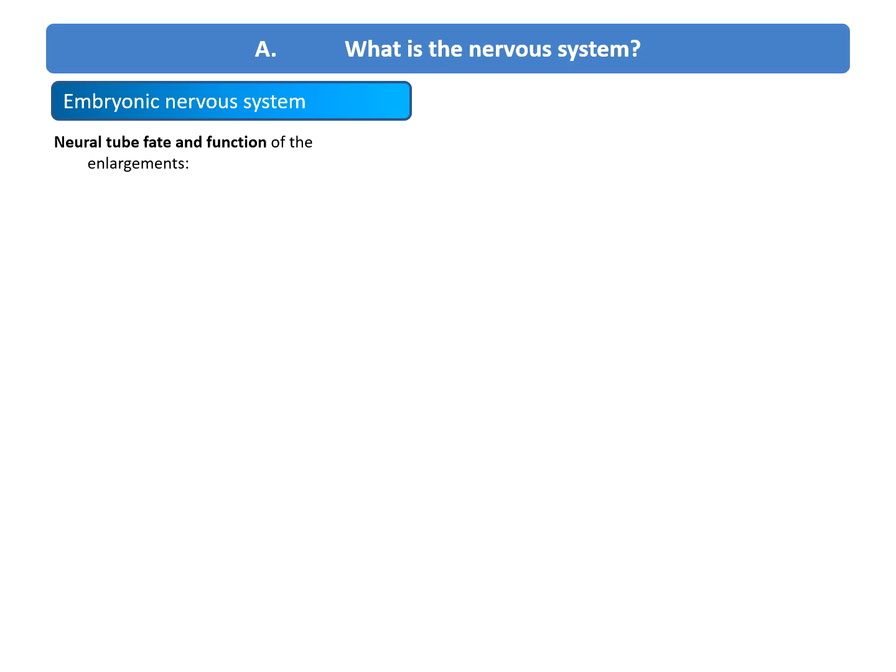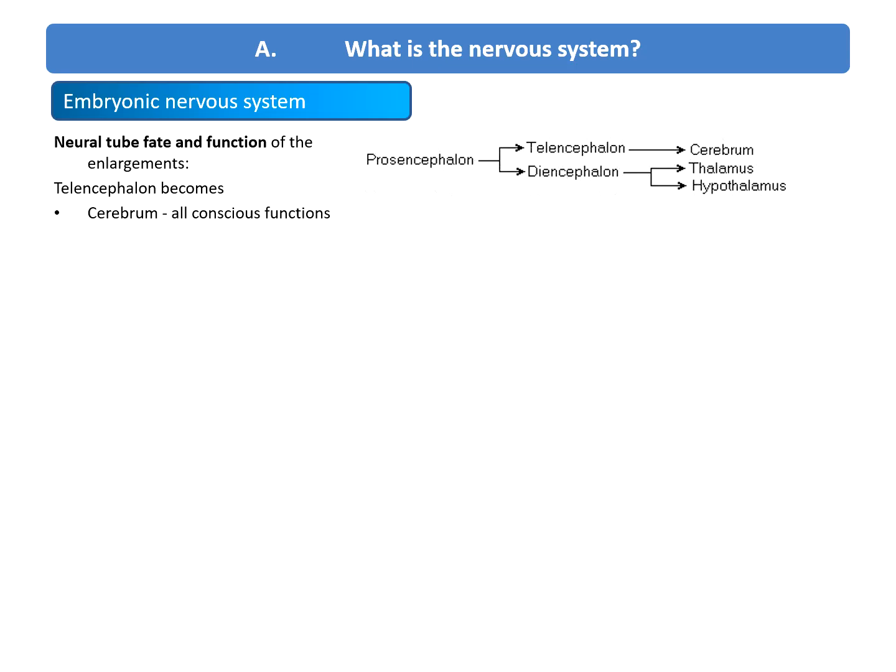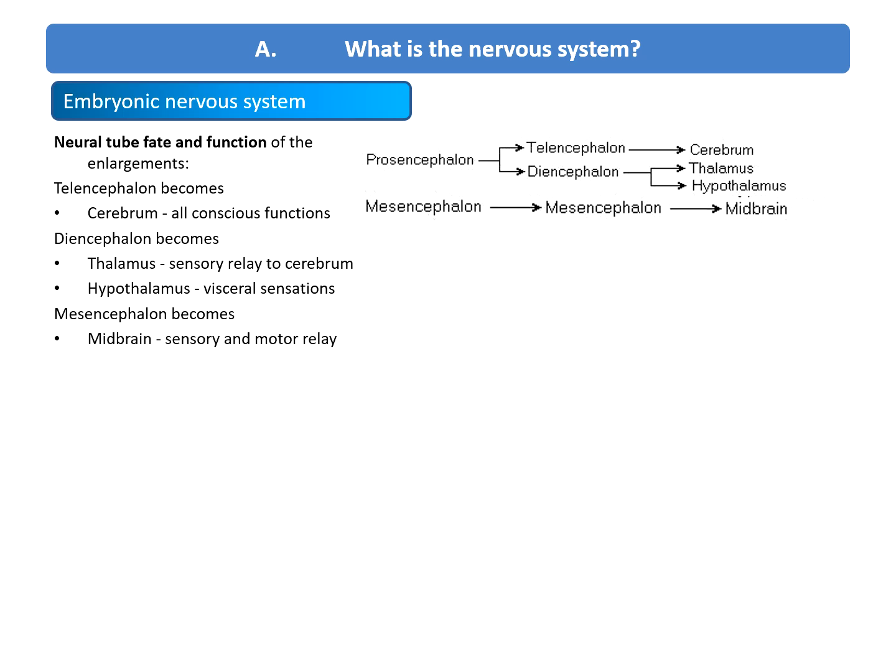Let's look at the neural tube and the function of its enlargements. Now, this is a very simplified function. I do this simply as a frame of reference. For example, the telencephalon becomes the cerebrum. The cerebrum is the site of all conscious functions. The diencephalon becomes the thalamus and the hypothalamus. The thalamus is a sensory relay to the cerebrum, and the hypothalamus deals with visceral sensations.